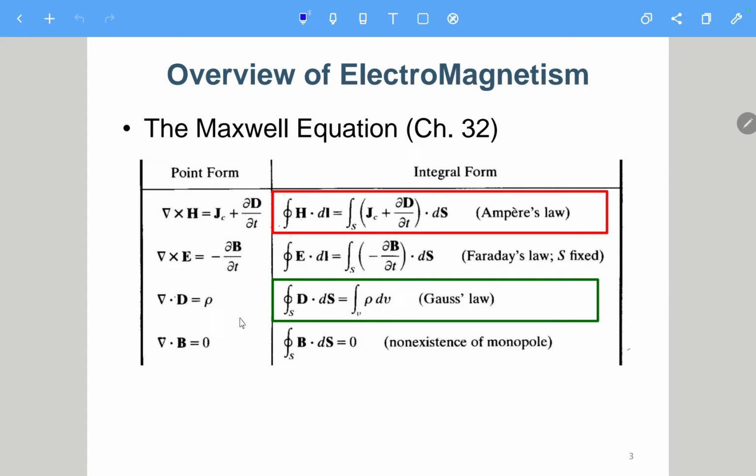In chapter 23, we already learned what Gauss' law is, although in this textbook or in the slides I show, we didn't use this notation, we didn't use D, but some other textbooks use this kind of notation. Here we will also talk about Ampere's law, and then in the next chapter we'll talk about Faraday's law.